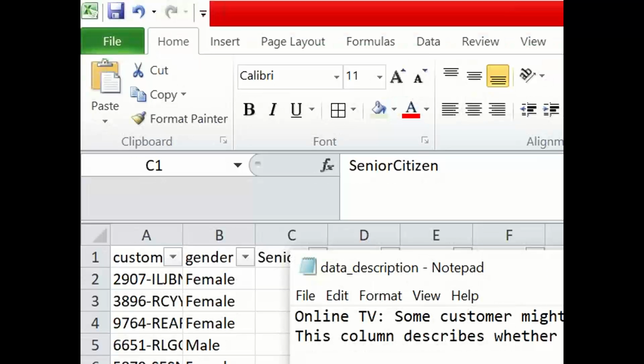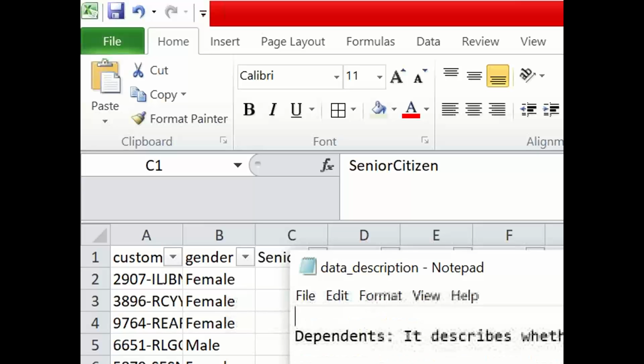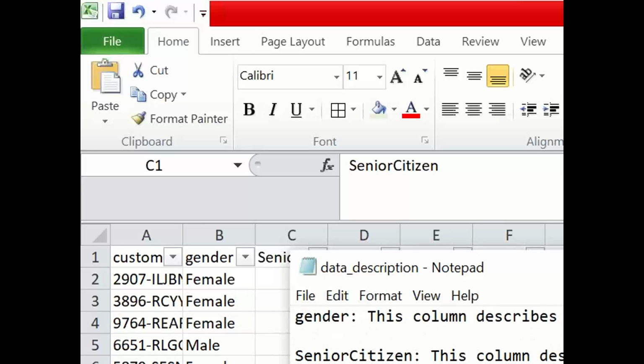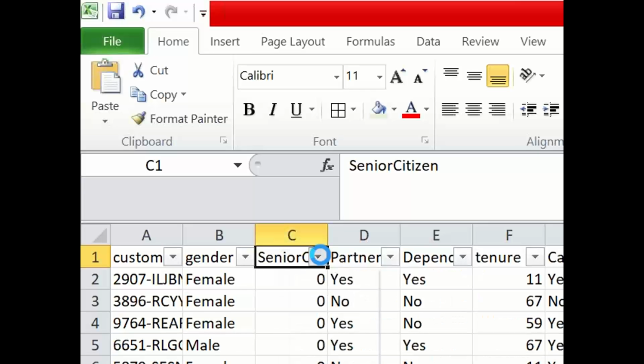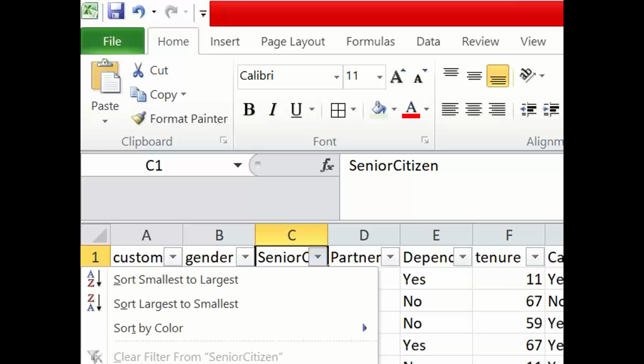So if I come over here, senior citizen, yep. This column describes whether the customer is a senior citizen, yes or no, right? 1 means yes and 0 means no. Now, if this is the case, but over here you are finding some data discrepancy, the numbers are coming in decimals also. So how can I rectify this? What approach can I use to rectify this data? Anything that you can suggest?